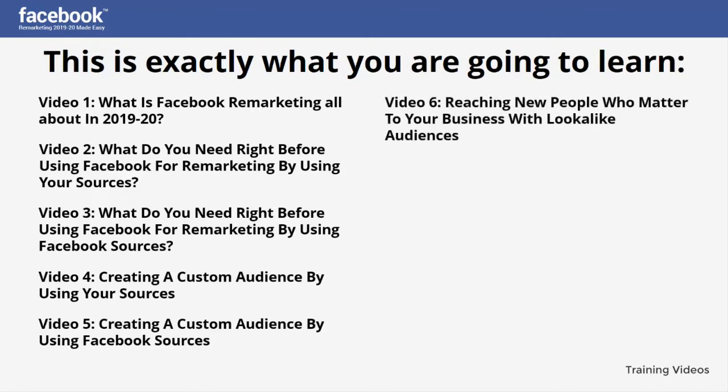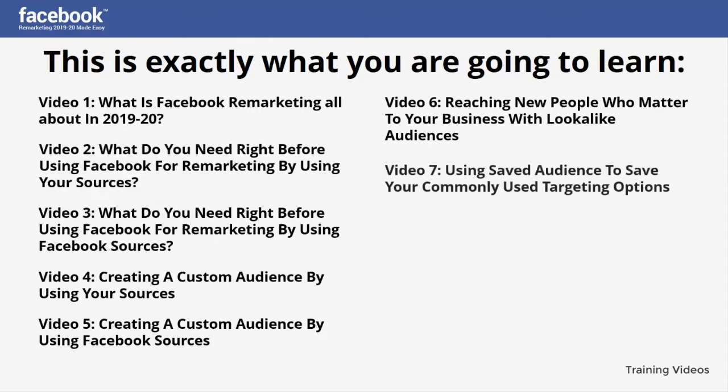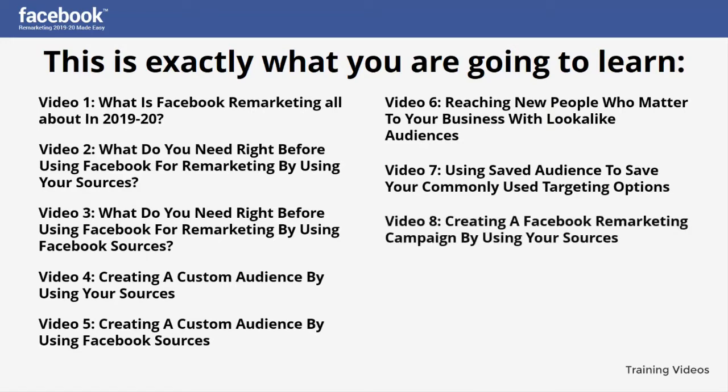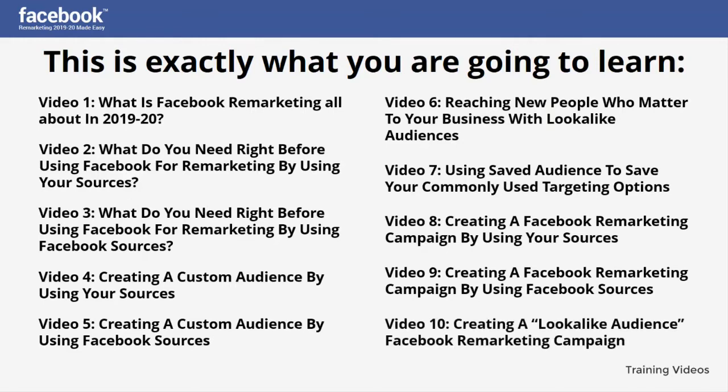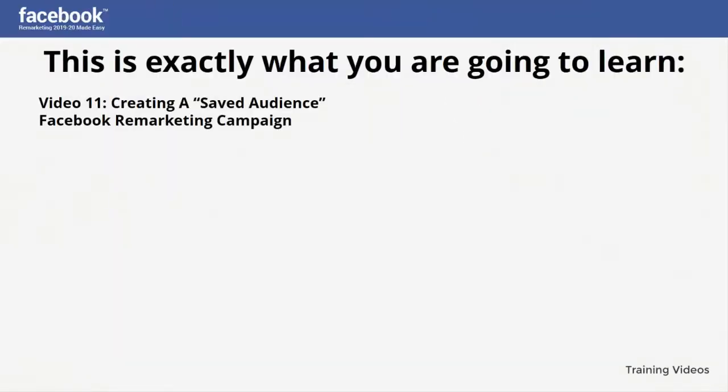Video number 6. Reaching new people who matter to your business with lookalike audiences. Video number 7. Using saved audience to save your commonly used targeting options. Video number 8. Creating a Facebook remarketing campaign by using your sources. Video number 9. Creating a Facebook remarketing campaign by using Facebook sources. Video number 10. Creating a lookalike audience Facebook remarketing campaign. Video number 11. Creating a saved audience Facebook remarketing campaign.